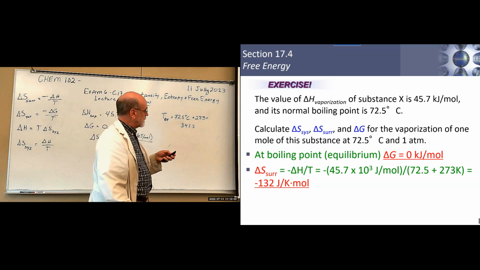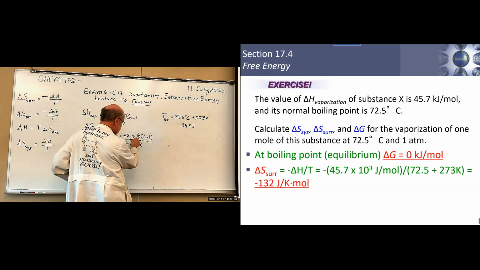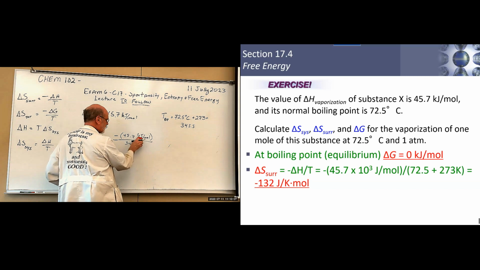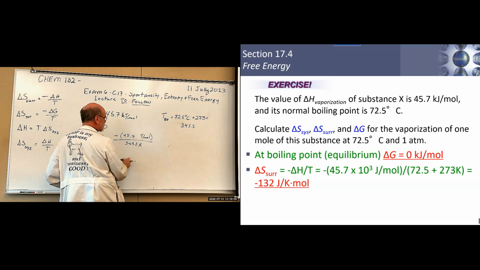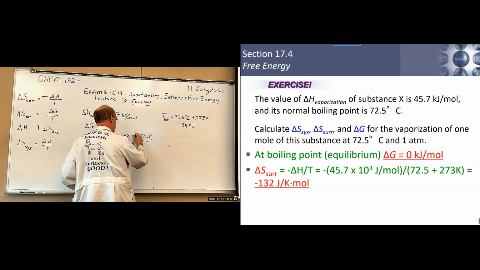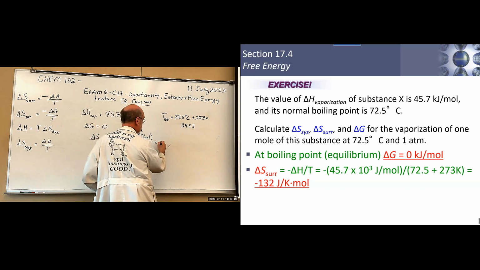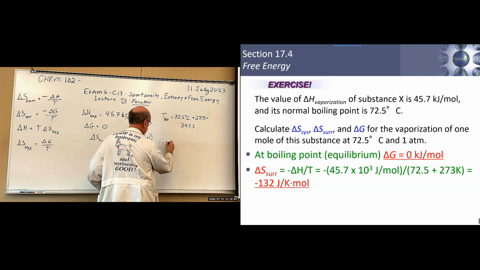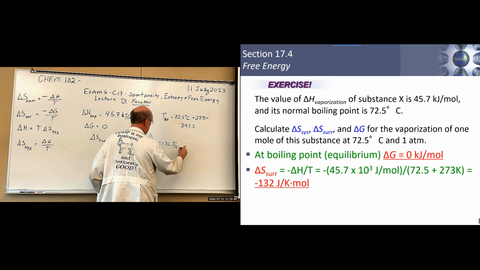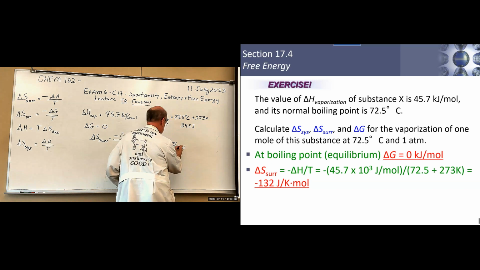Now notice the answer here is in joules. So you'd have to change this to joules, right? Remember how we do that? Kilo means times 10 to the third, not plus, times 10 to the third joules. Then we divide that out, and that gives us a negative 132 joules per K mole. Those are the units of delta S, joules per K mole.